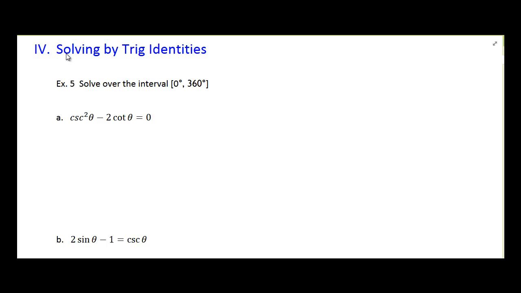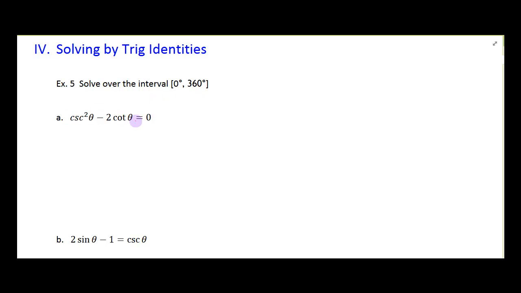Let's look at another way to solve our trig equations, and that's going to be using the identities that we've practiced in a previous section or a previous chapter. So for these two examples, I am only going to find the solutions that lie on the interval between 0 and 360. I don't need all the solutions, just the ones that are occurring between 0 and 360.